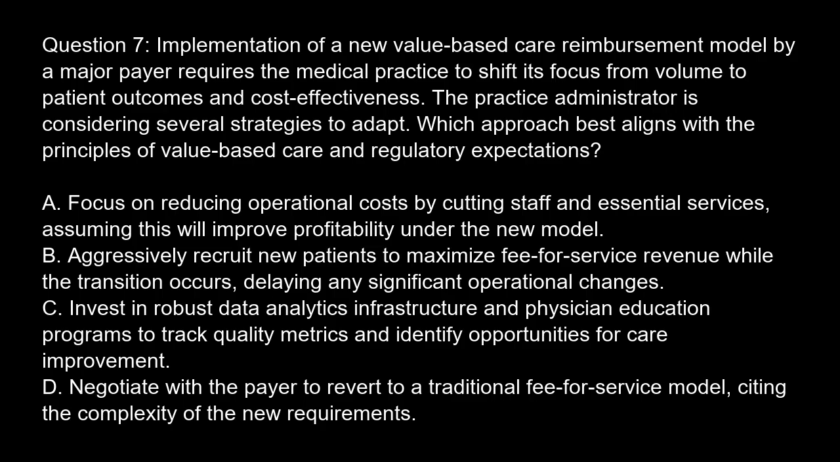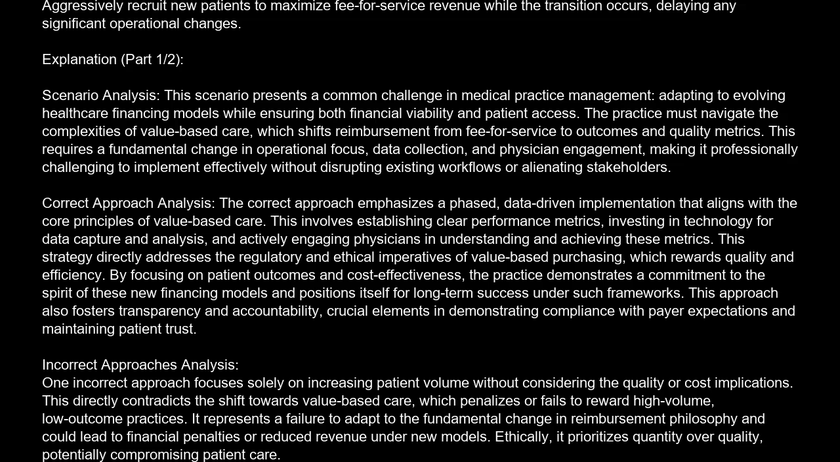Option B. Aggressively recruit new patients to maximize fee-for-service revenue while the transition occurs, delaying any significant operational changes. Option C. Invest in robust data analytics infrastructure and physician education programs to track quality metrics and identify opportunities for care improvement. Option D. Negotiate with the payer to revert to a traditional fee-for-service model, citing the complexity of the new requirements. The correct answer is B. Aggressively recruit new patients to maximize fee-for-service revenue while the transition occurs, delaying any significant operational changes.